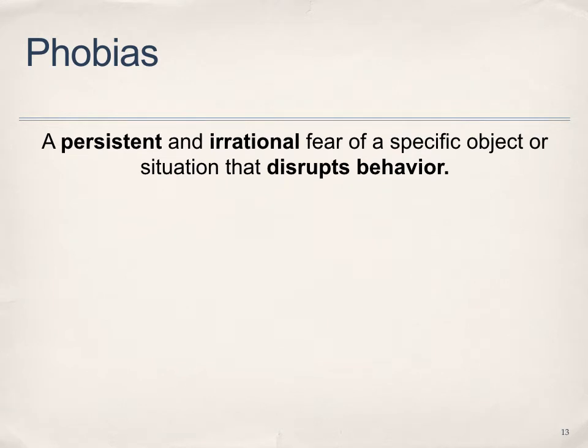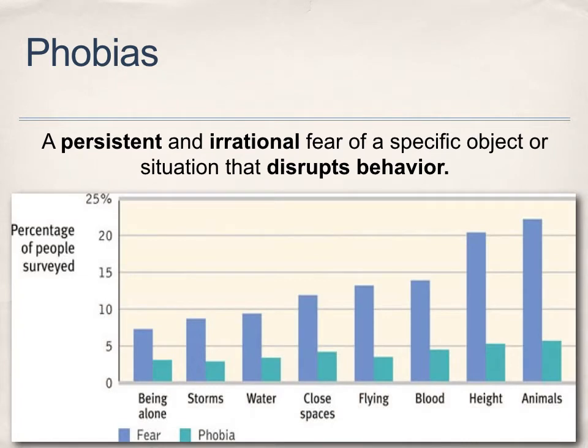Some of these panic attacks can be brought on by phobias. Many people have a phobia about something. This is a persistent and irrational fear of a specific object or situation that disrupts our lives and behavior. Phobias are difficult to get over because they generally come from a place that is rational. In other words, if you fear stormy weather, or drowning, or heights, or blood, these are all quite reasonable.